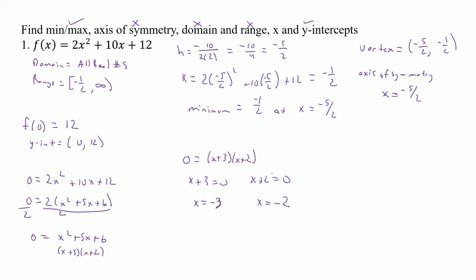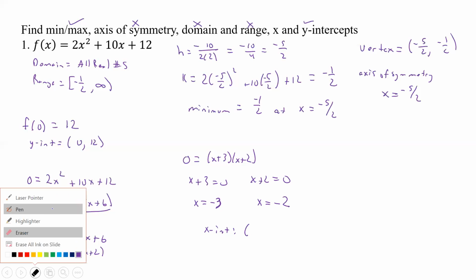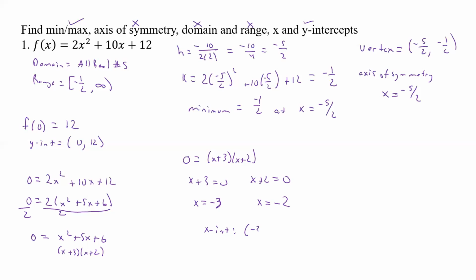And so our x-intercepts are, and we have 0, x comes first here. Negative 3 comma 0 and negative 2 comma 0. Okay, those then are my two x-intercepts. So I have that.